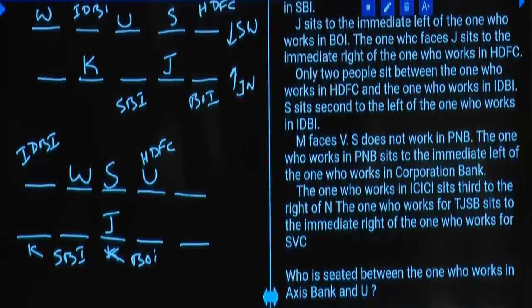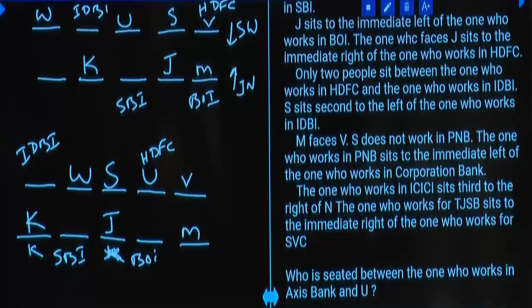As V and M are opposite to each other, here this is V, this must be M. That is the only possibility for this one. Now in this one, V and M are opposite to each other. Isn't it? As K cannot be here, then K must be here.